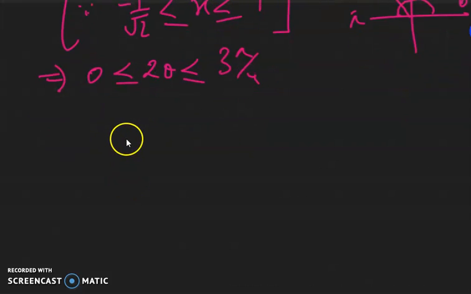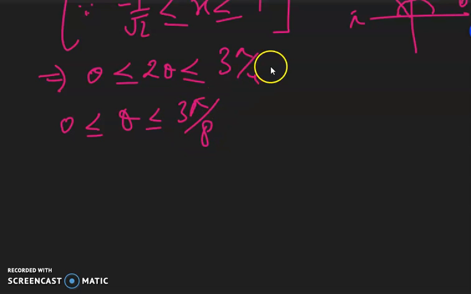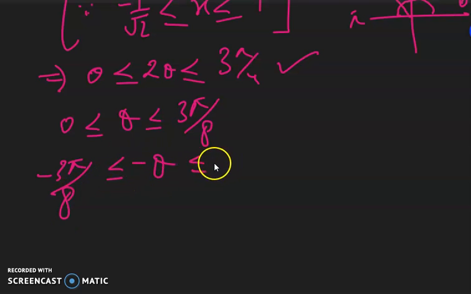Now you see theta was this. And what about theta? When I divide this by 2, I get 0 less than or equal to theta less than or equal to 3 pi by 8. I divided this whole inequality by 2. Now since I am concerned with pi by 4 minus theta, I will change all the signs. When we change the sign, the inequality reverses. So minus 3 pi by 8 is less than or equal to minus theta is less than or equal to 0, because negative 0 is 0 only.